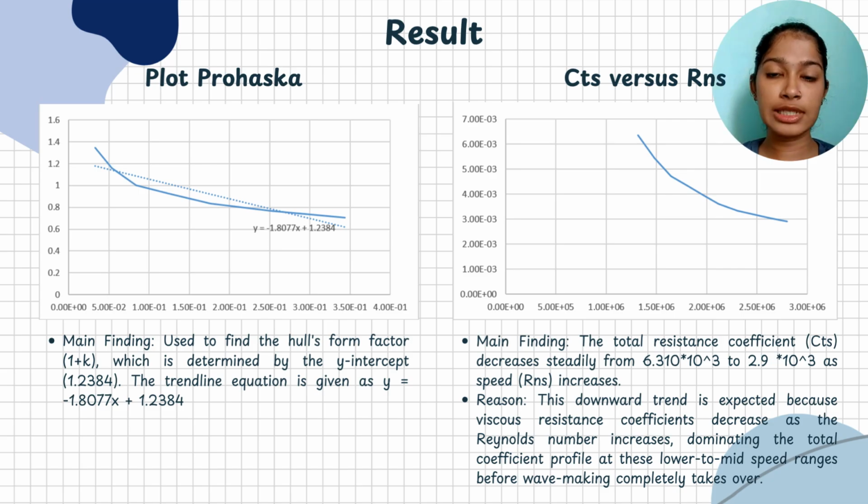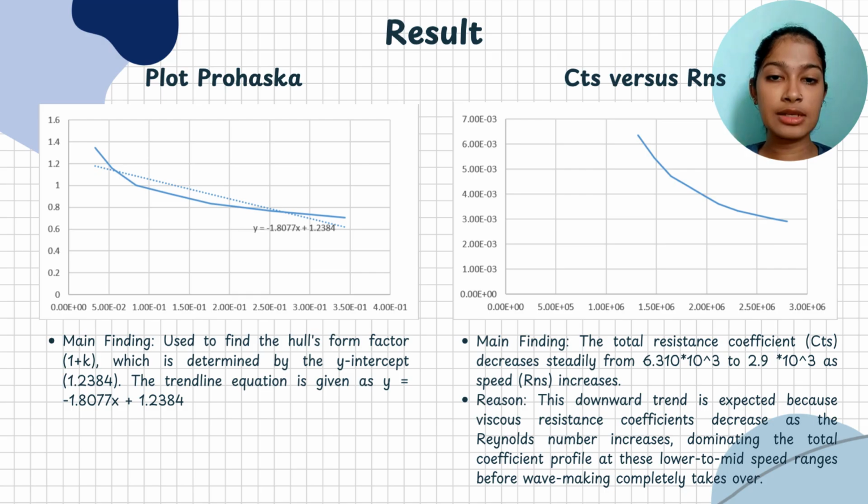The main finding of this graph is used to find the hull's form factor, 1 plus k, which is determined by the y-intercept, 1.2384. The trendline equation is given as y equals negative 1.8077x plus 1.2384. Second is the CTS versus RNS graph.